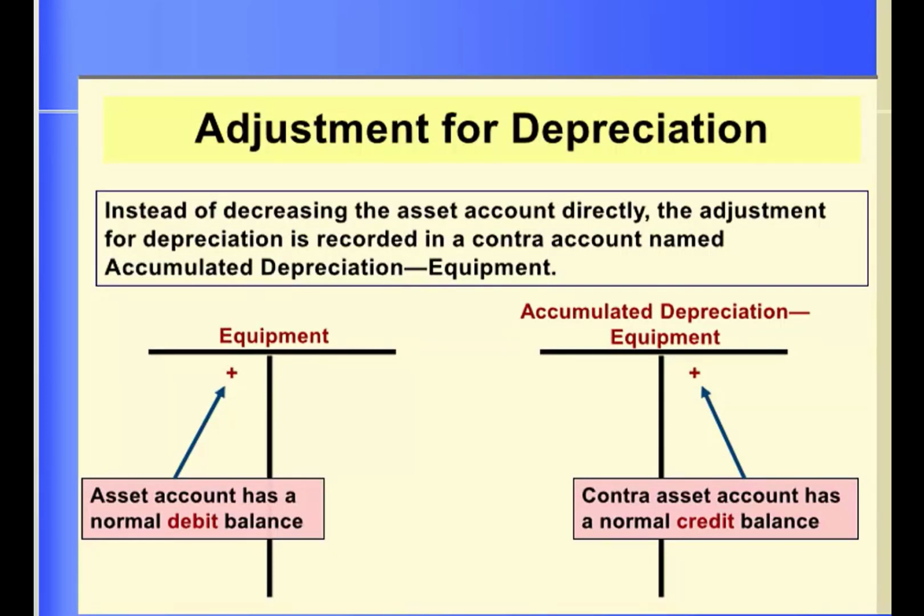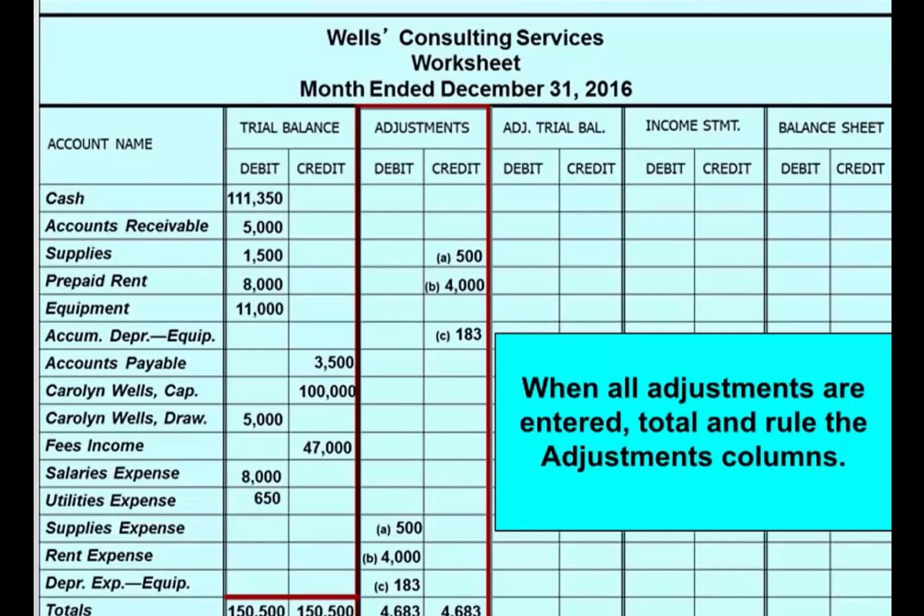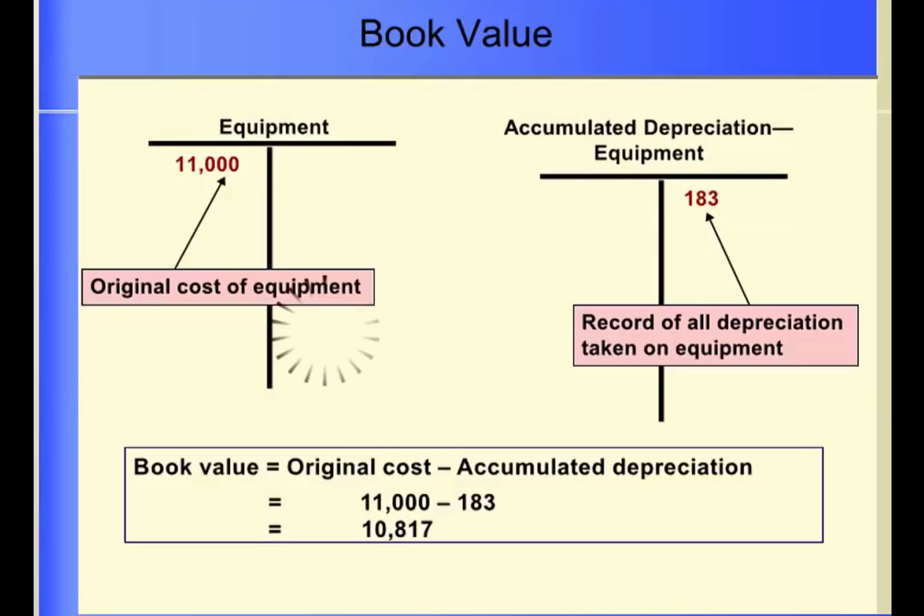In making the $183 depreciation adjustment, we do not credit the asset account directly. Instead, we credit a different account. We will credit a contra-asset account called Accumulated Depreciation Equipment. This account will accumulate the amount of the asset's cost that has been expensed, depreciated, over the life of the asset. Letter C is written next to the debit and credit of the journal entry in the worksheet that shows the depreciation adjustment. When all of the adjustments have been completed, foot the columns to ensure that they balance.